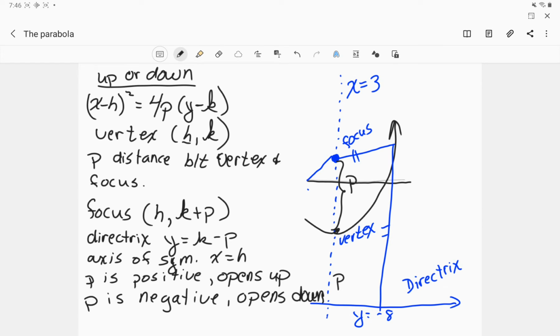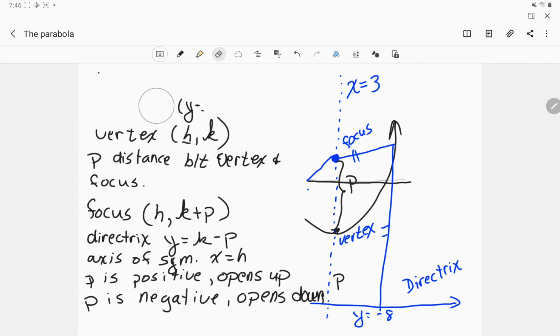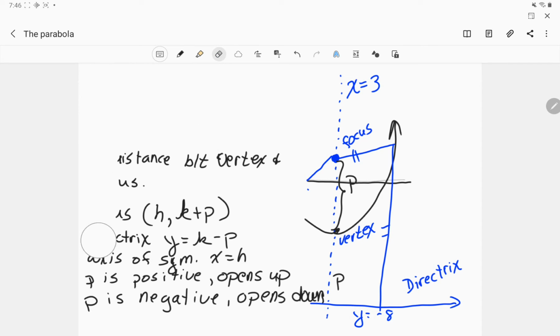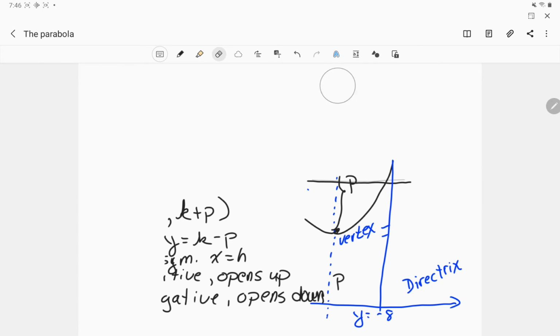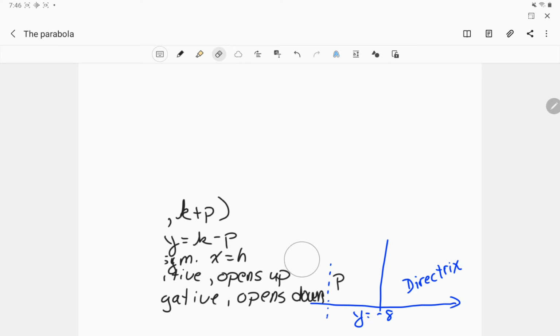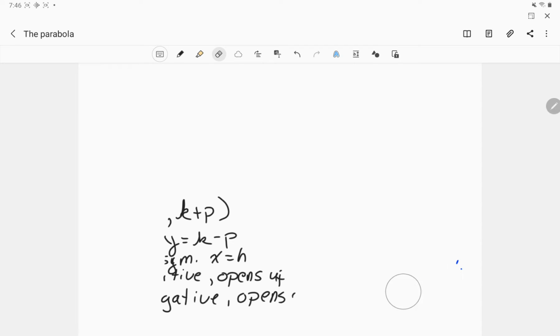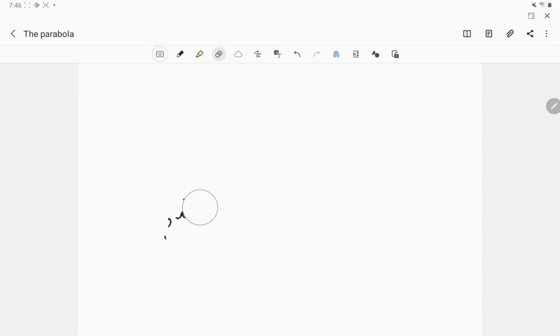All right, so that is if the parabola opens up or down, but it doesn't always open up or down when we're talking about a conic section. Sometimes it opens left to right. It won't be diagonal. I get that question all the time. It will only either be up and down or left and right.